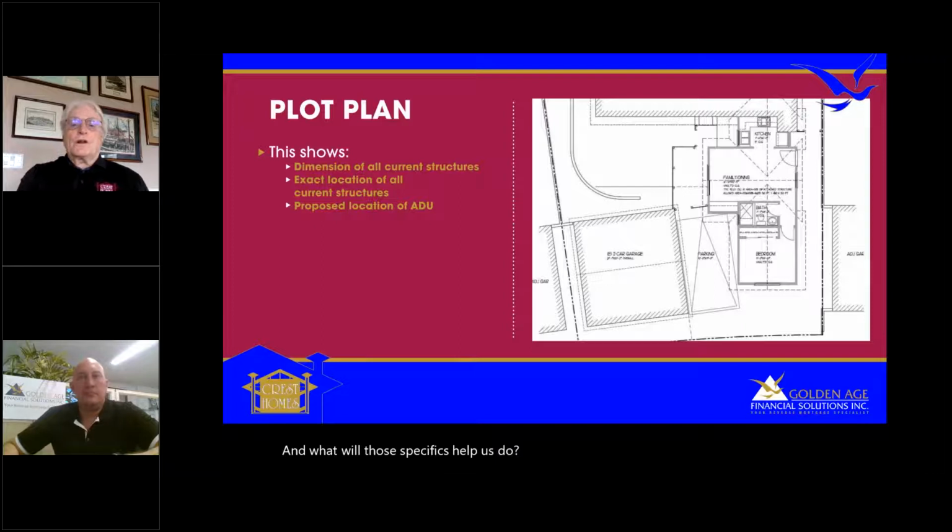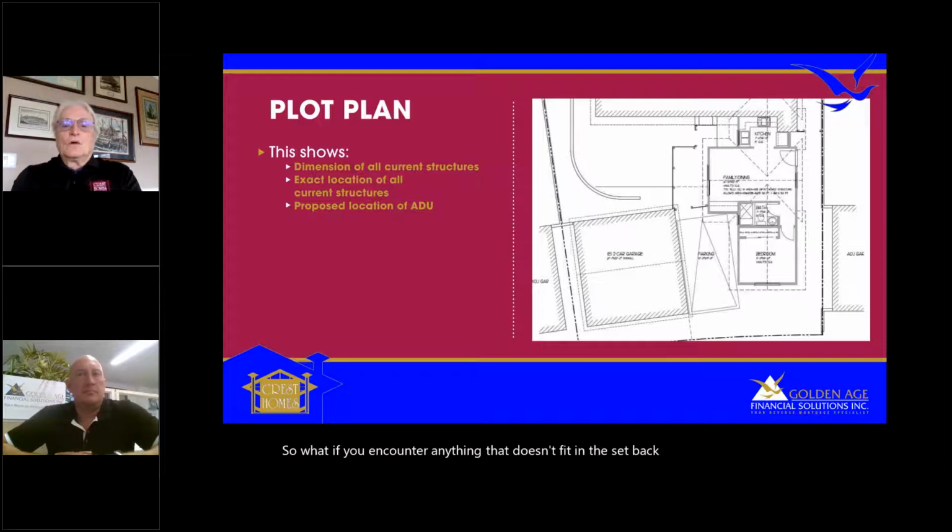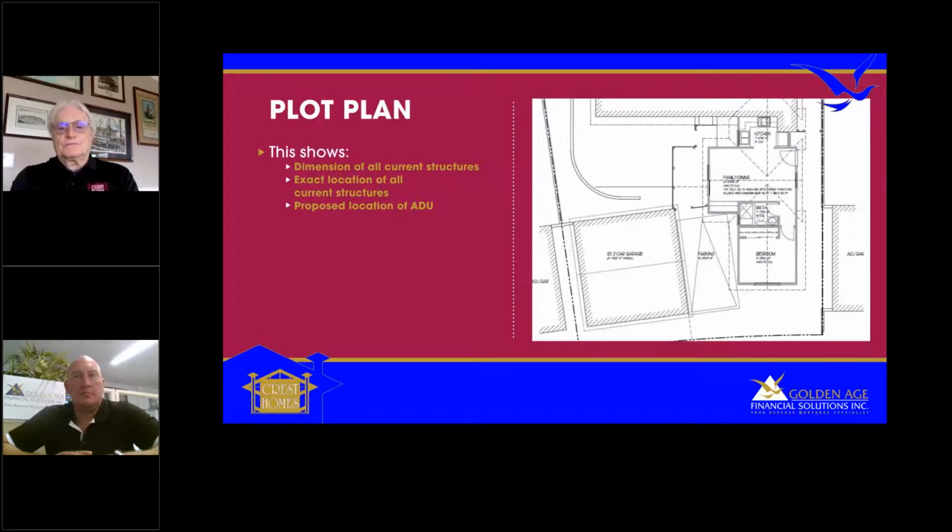Well, they're going to give us a starting point to help us pick out a proposed location for the backyard home. We'll plug the proposed ADU structure onto the plot plan showing the desired orientation and dimensions. So what if you encounter anything that doesn't fit in the setback requirements? We'll start to move the location around first. We'll try to tweak it as little as possible in order to get it as close as we can to the most desired location and orientation.